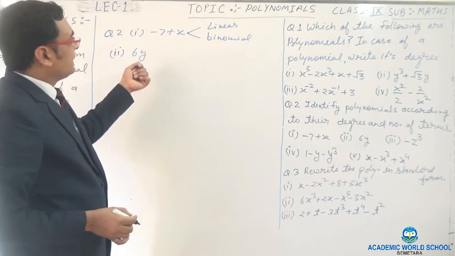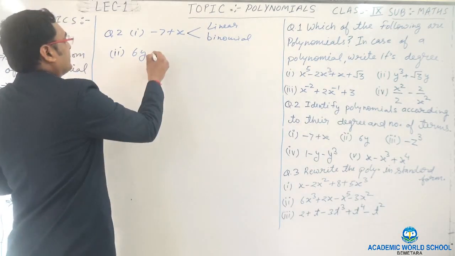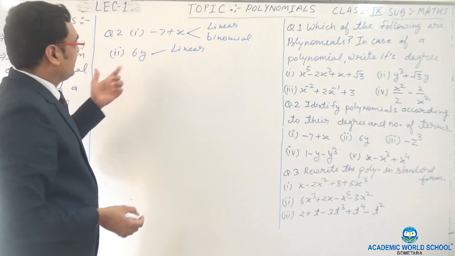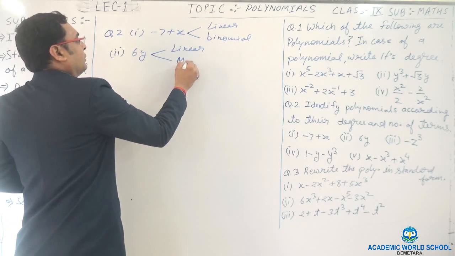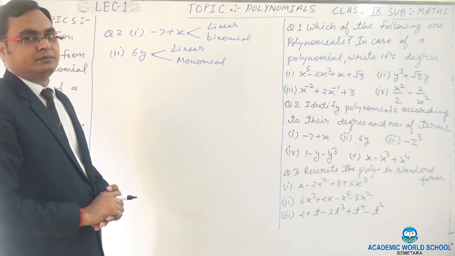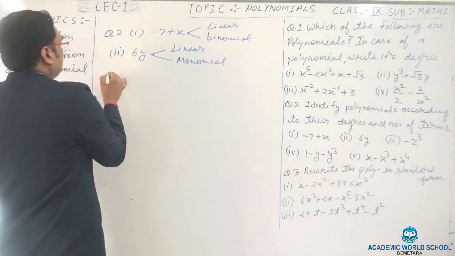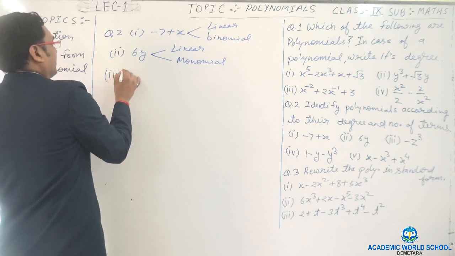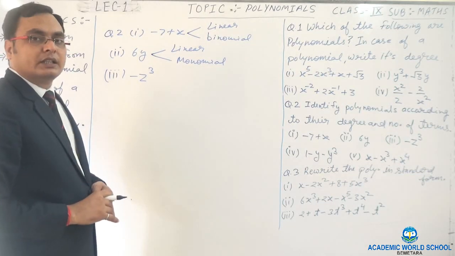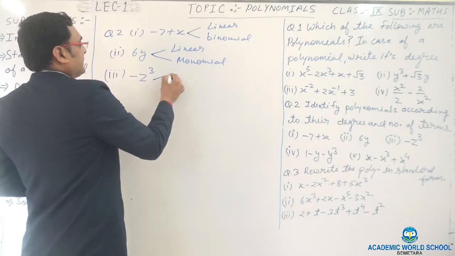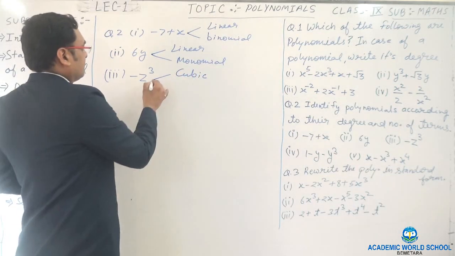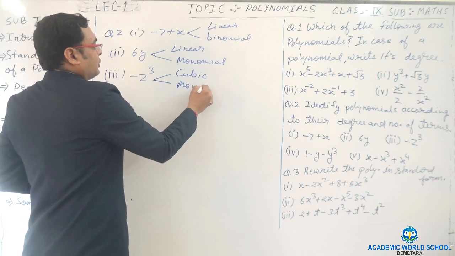If you look, the power of y is 1, so this is also a linear polynomial, and because it is having only 1 term, so it is monomial. So this is a linear monomial. Look at the third example. It is -z to the power 3. Because the degree is 3, so it is a cubic polynomial, and it is having only 1 term, so it is monomial.